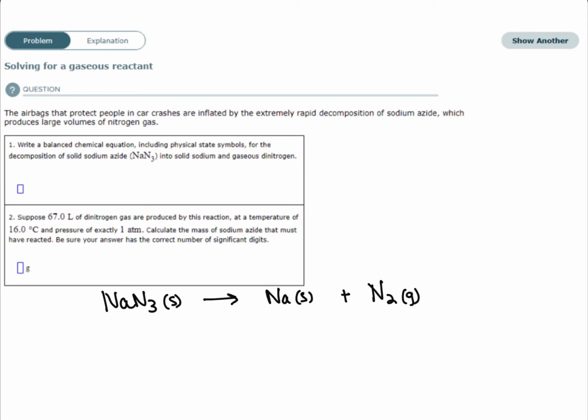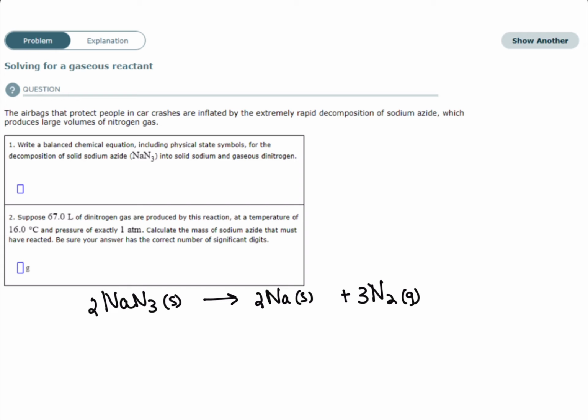The next thing we're going to do is go ahead and balance this out. Let's make sure we did this right. 2 sodiums on the left, 2 sodiums on the right, 6 nitrogens on the left, 6 nitrogens on the right. So now we have a balanced chemical equation and we have our physical state symbols.